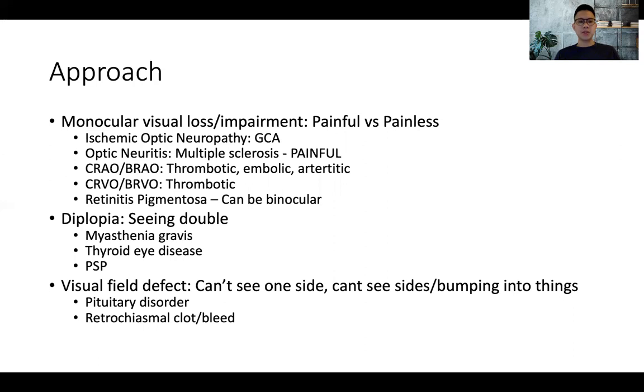In terms of visual field defects, we think of it in terms of whether it's chiasmal or retrochiasmal. For chiasmal, we normally think of it in terms of pituitary disorders, some form of pituitary tumor that may be functional. So in patients with acromegaly, Cushing's, one may think of these conditions. And retrochiasmal problems can either be some form of clot, like in cerebral venous sinus thrombosis, or bleed. So in patients who may be predisposed to such conditions.